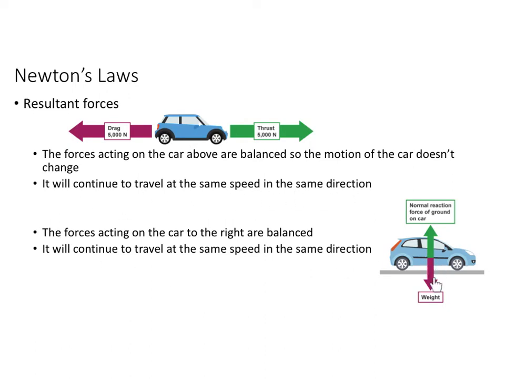Again, this vehicle, the weight, and we can tell by the arrow, the weight and the normal reaction force are the same size. They're acting in opposite directions, so we have no resultant force. Okay, so it continues to travel at the same speed in the same direction. This vehicle is not moving, okay? Therefore, its velocity is 0. Same speed, same direction, right?